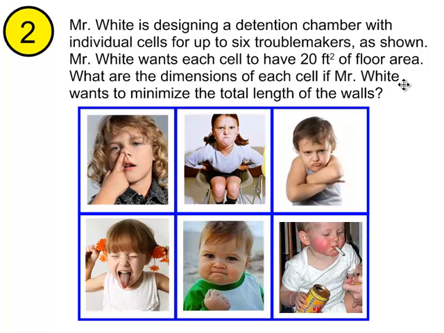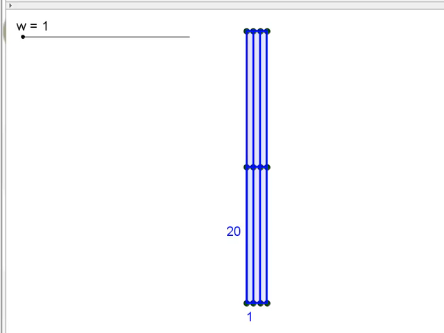So I'm designing a detention chamber for these 6 troublemakers. And I want each of them, I'm generous enough to give each of them 20 square feet of floor area in their individual chambers. And we want to know what are the dimensions of each cell if I want to minimize the total length of the walls. In other words, I want to minimize the total length of all those blue line segments you see on the screen right now. So again, let's conceptualize this in GeoGebra.